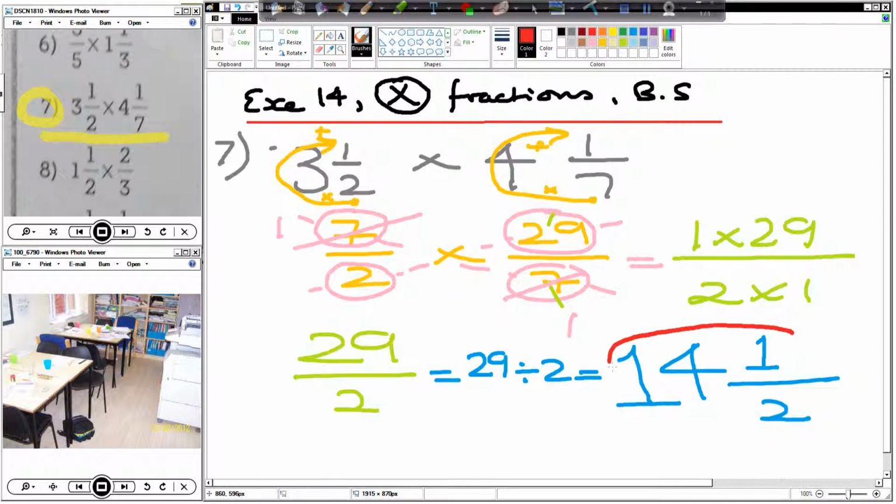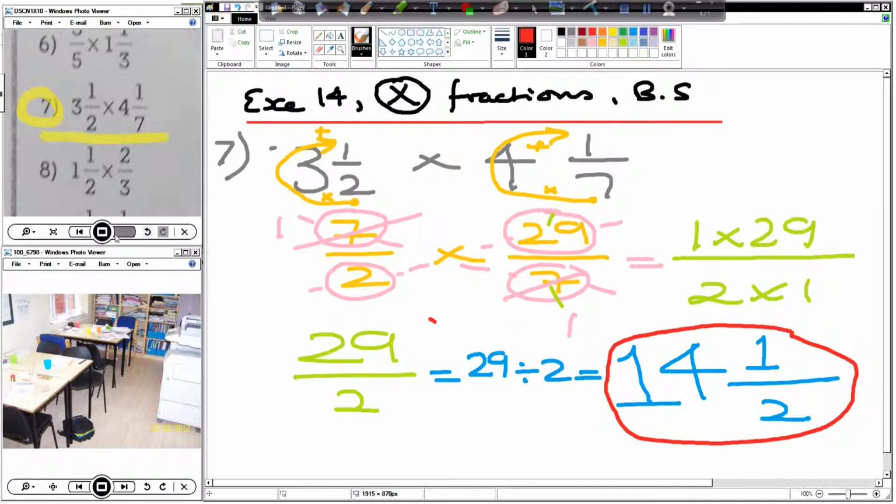So not all questions will simplify in all directions. In this question here, you can only cancel in one diagonal, but not the other. And we couldn't do any vertical cancelling either. Sometimes you won't be able to cancel at all. If the question is try to simplify, then you move straight to the next step. Okay, that's done.